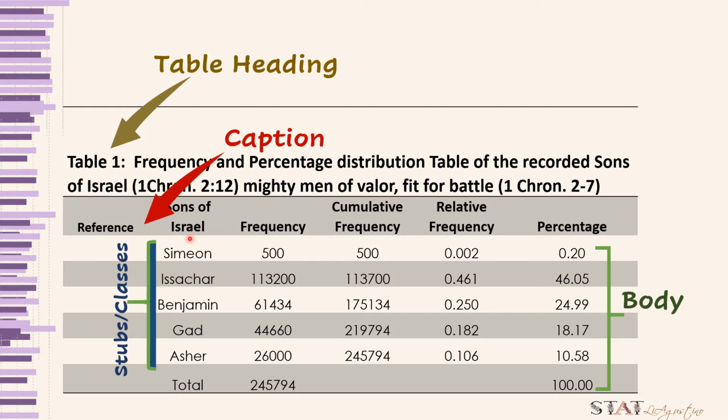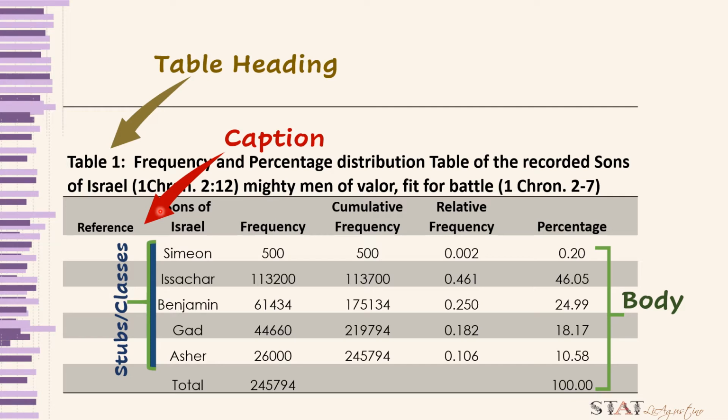So let me review again. This table heading contains the table number and then the title. What is the title? The title of this statistical table is Frequency and Percentage Distribution Table of the Recorded Sons of Israel, Mighty Men of Valor Fit for Battle, according to 1 Chronicles chapter 2 to 7.